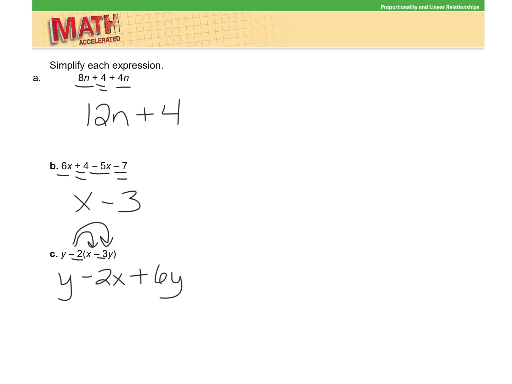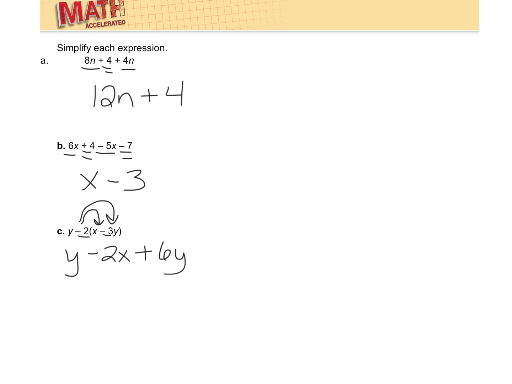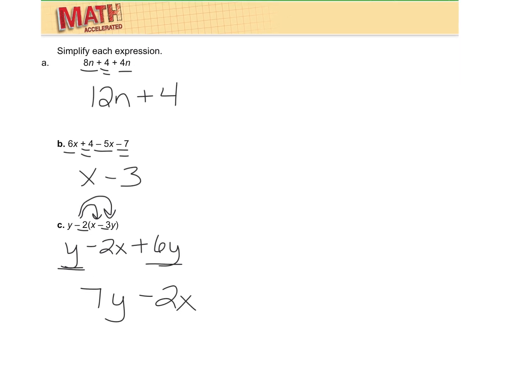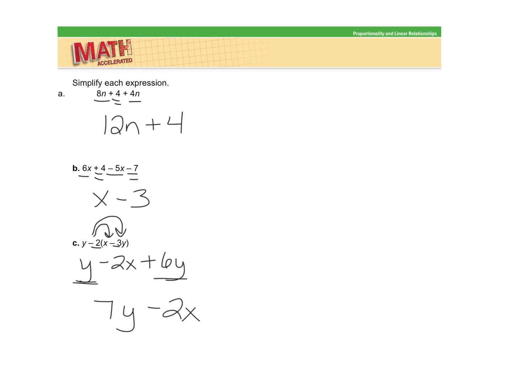Are we done? No. Why not? Because you still have like terms, the 6y and the 1y. So we can combine them. 1y plus 6y, you get 7y, and then what do we have left? Minus 2x. Now are we done? Yes, there's no more like terms. Remember, you know you're done if there's no more like terms to combine at the end. Any questions on 7.2?